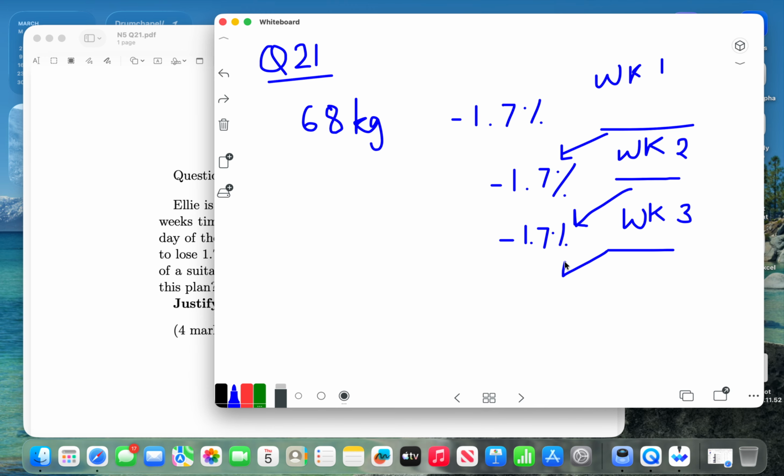And you then take away 1.7% of week 3's value to get week 4. So you don't simply multiply by 4, then take 6.8% off of 68. You take away 1.7% off of the last week's value.